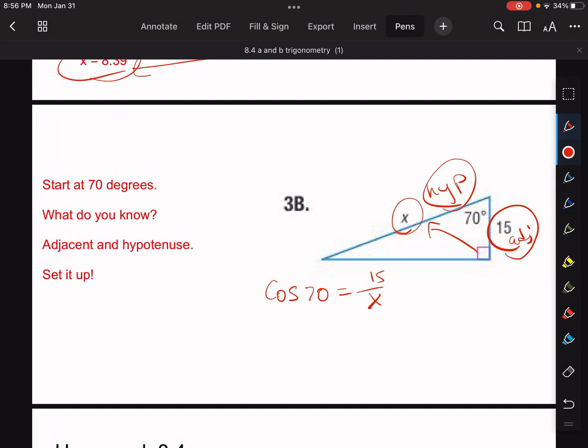Okay. To get x by itself here, be careful. Don't just multiply both sides by 15. The x is in the denominator. So if I want to get rid of x on both sides, I have to multiply both sides by x, right? So when I do that, I get 15 is equal to x times cosine of 70. Then I need to divide both sides by cosine 70 to get x by itself.